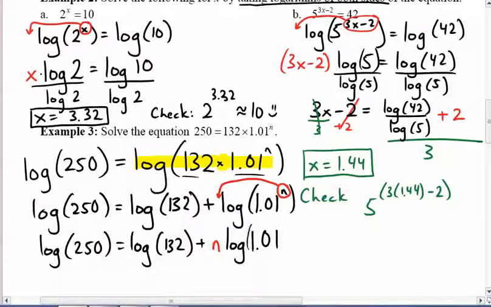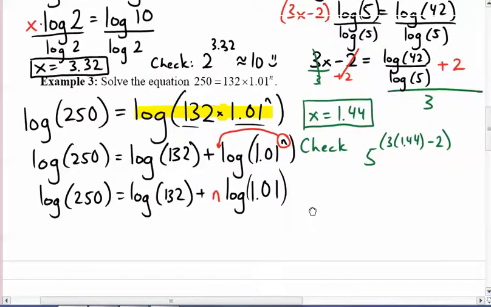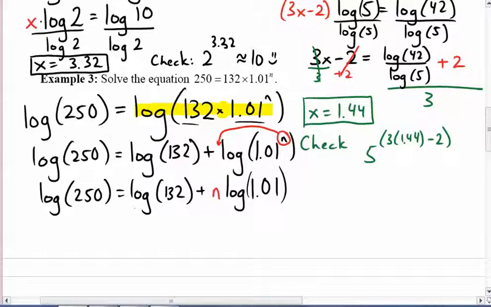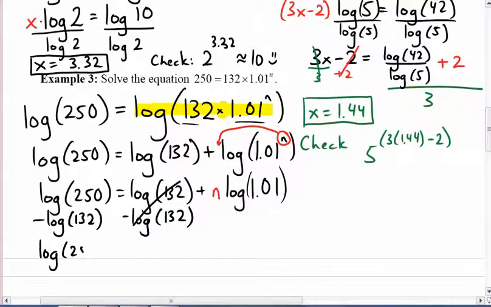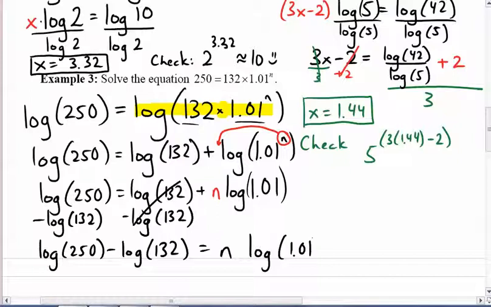At this point you could even plug log 250 into your calculator and change it to a decimal, log 132, change it to a decimal. All those 3 numbers are just decimal numbers. All we need to do is get n by itself. Because these 2 terms are being added on the right side, I'm going to do the opposite of adding to move the 132 to the other side of the equation. So log 250 minus log 132 is n times log 1.01.